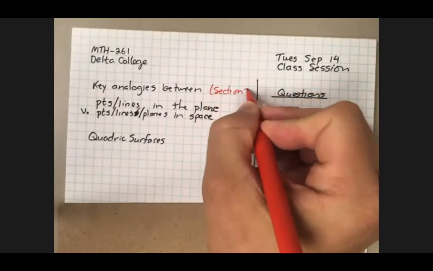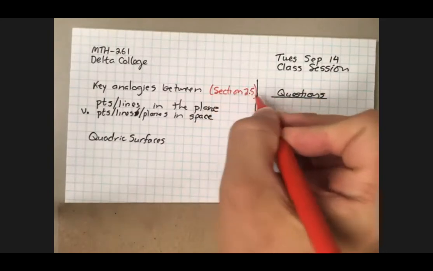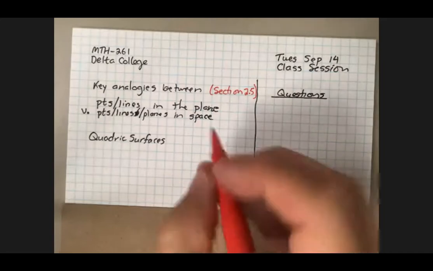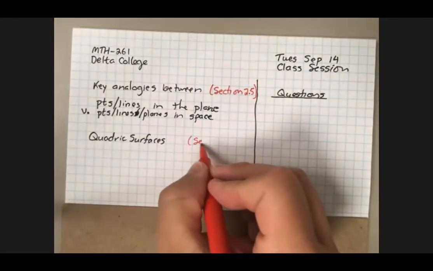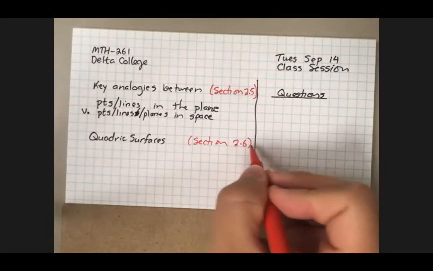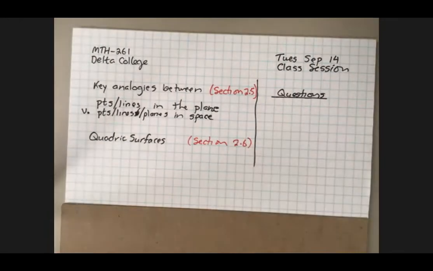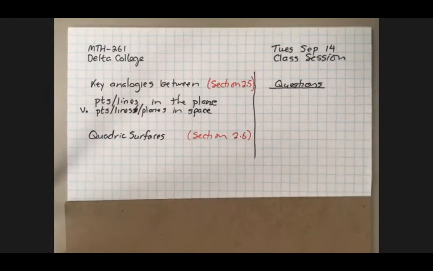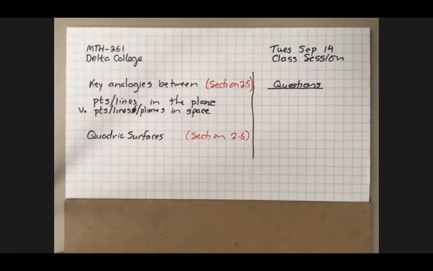This is under the category of finishing up some things I wanted to say in section 2.5. And this is section 2.6. So last time, you know that I did not effectively record that session. And that happens from time to time. I just have to make sure that I've got everything under control.